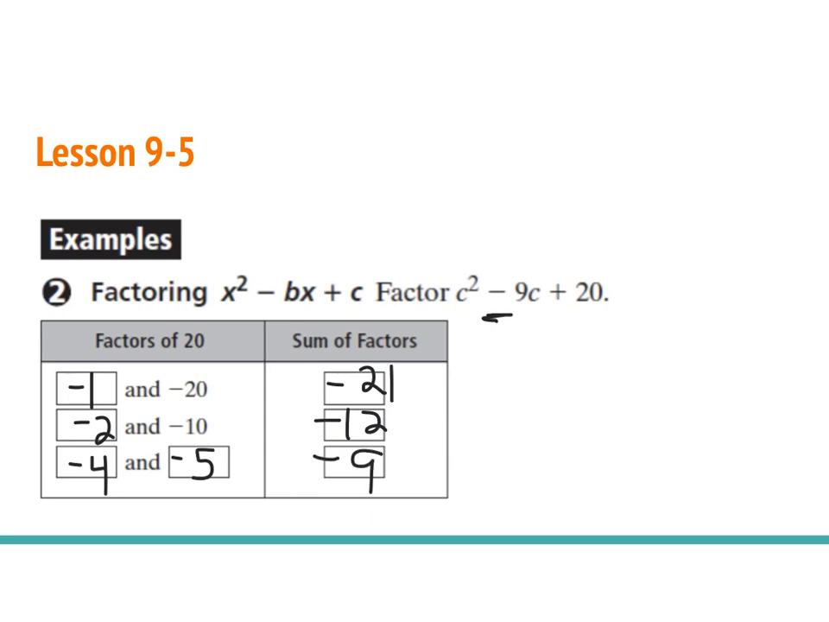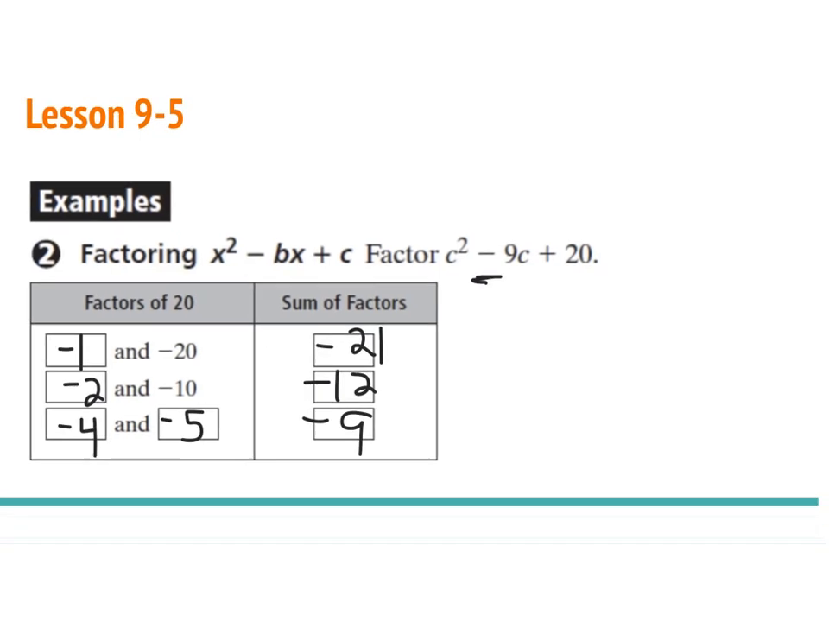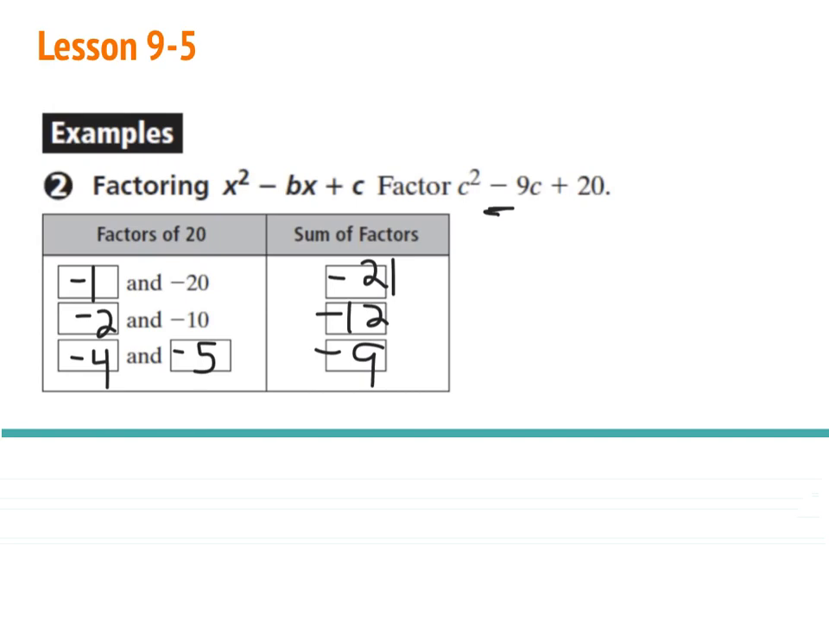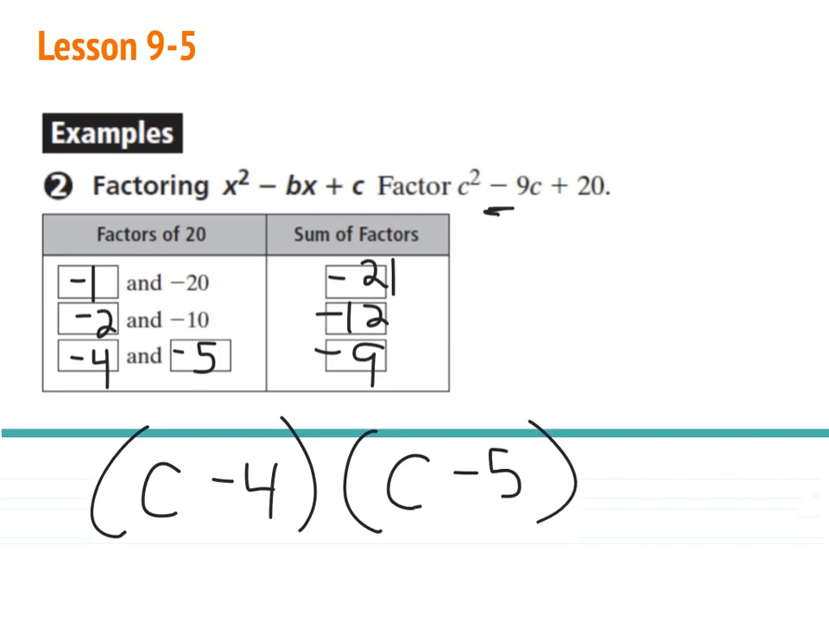Which of those was used to create this trinomial? Okay. And again, it's that educated guess and check. If we think about it, c minus 4 times c minus 5. Notice how our outers and inners are going to create that minus 9c. Our last two terms are going to give us that plus 20, and then our first two terms are going to give us our c squared.